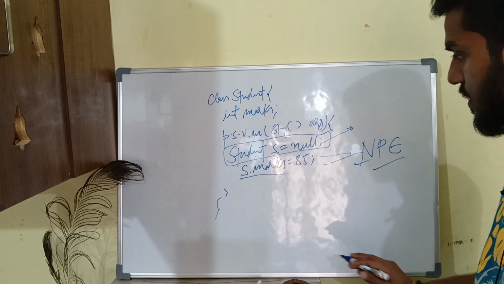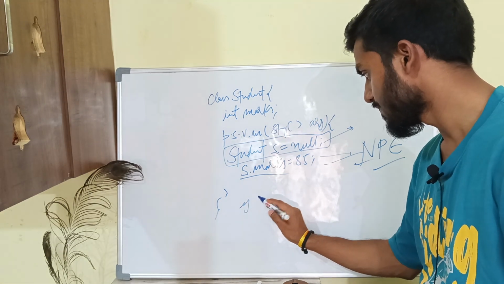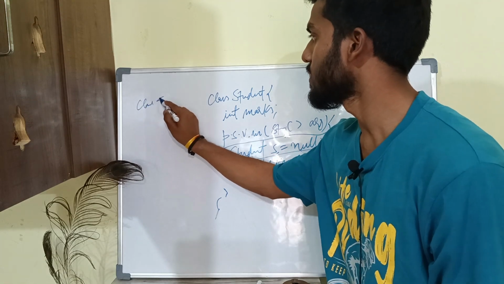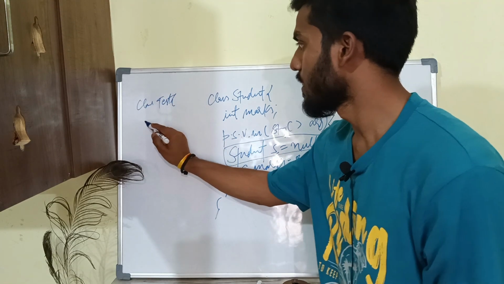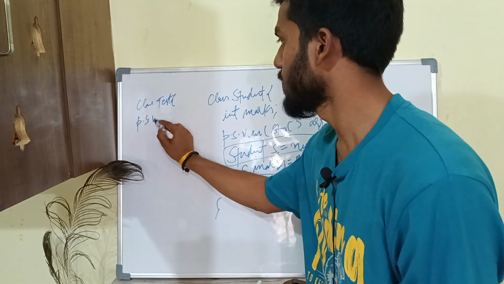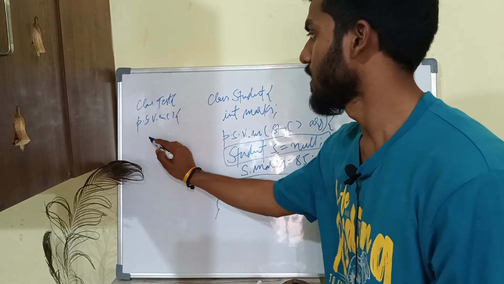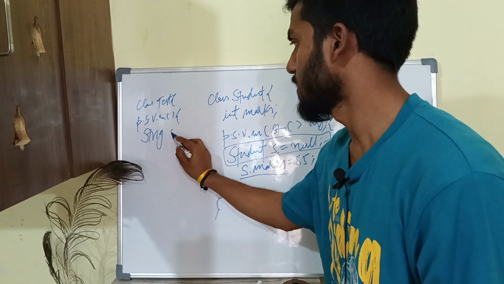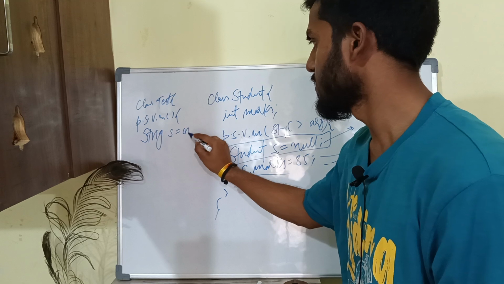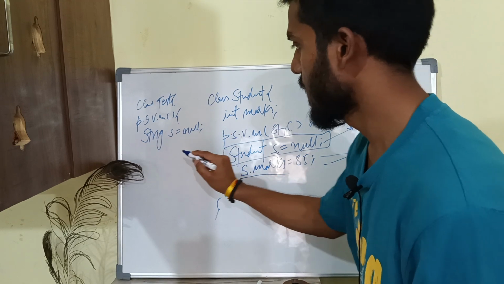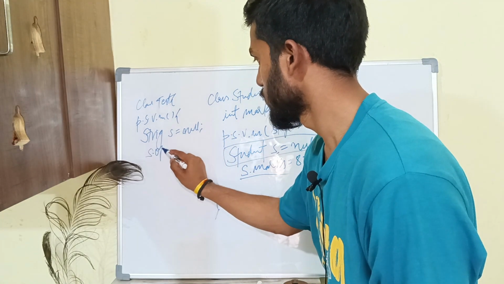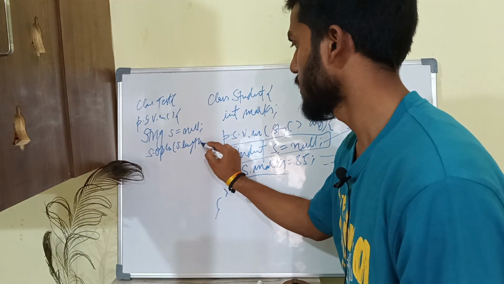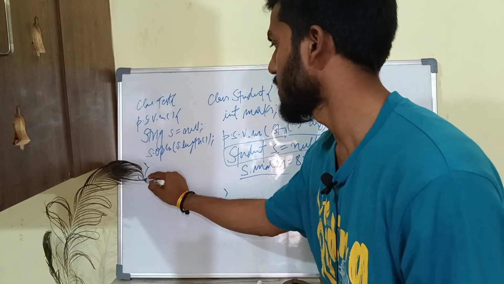We can take one more example. Suppose I have a class Test. In that Test class there is a main method, public static void main. In that main method I am trying to create a string object, String s. Again I am initializing null, right? And I want to print the length of that string.